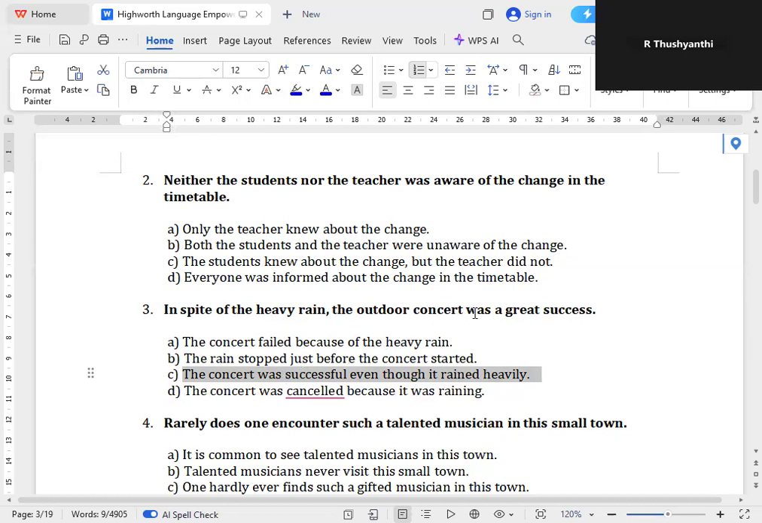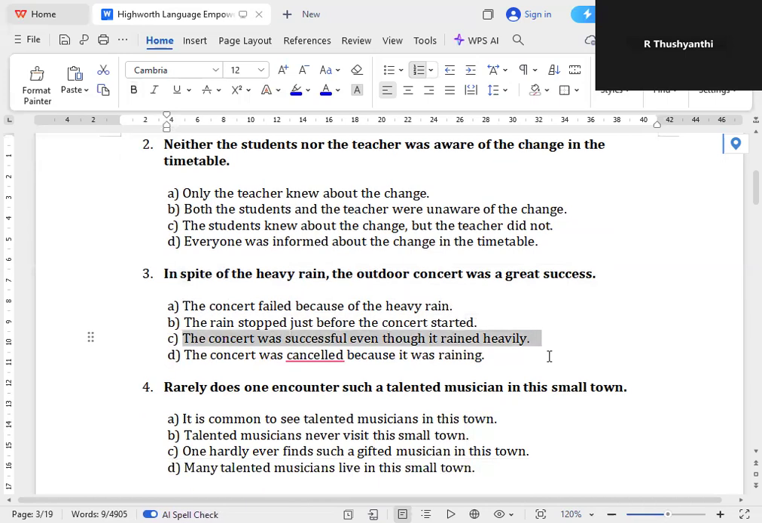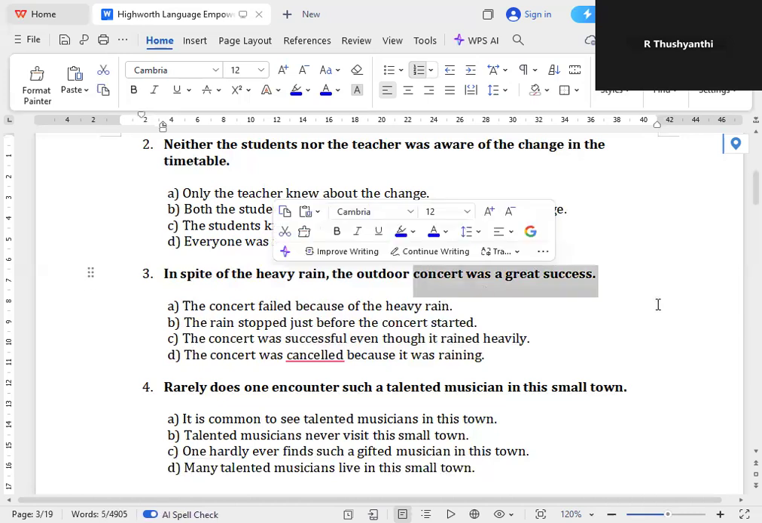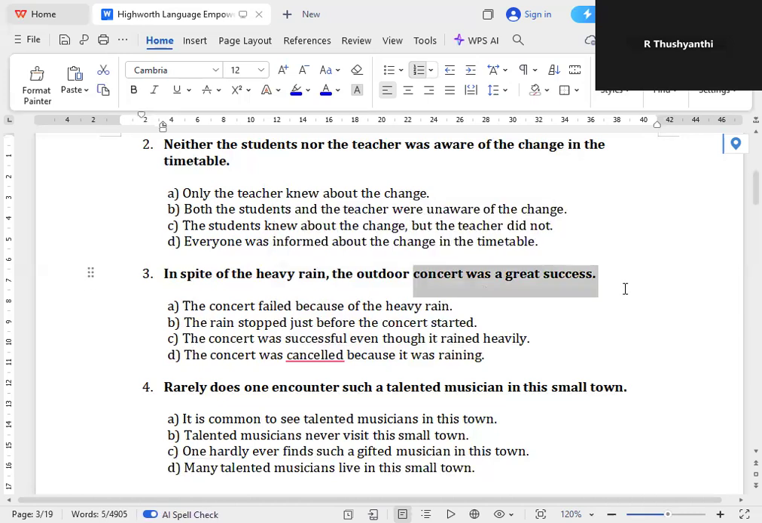So the concert was successful. See this one, concert was successful, right? "Even though" is a conjunction which we used instead of "in spite of". Okay, even though it rained heavily. So this C option is the correct one. D, the concert was cancelled because it was raining. No, we didn't say anything here on the cancellation of the concert. Okay, the concert was a success, right? So C is the correct answer.